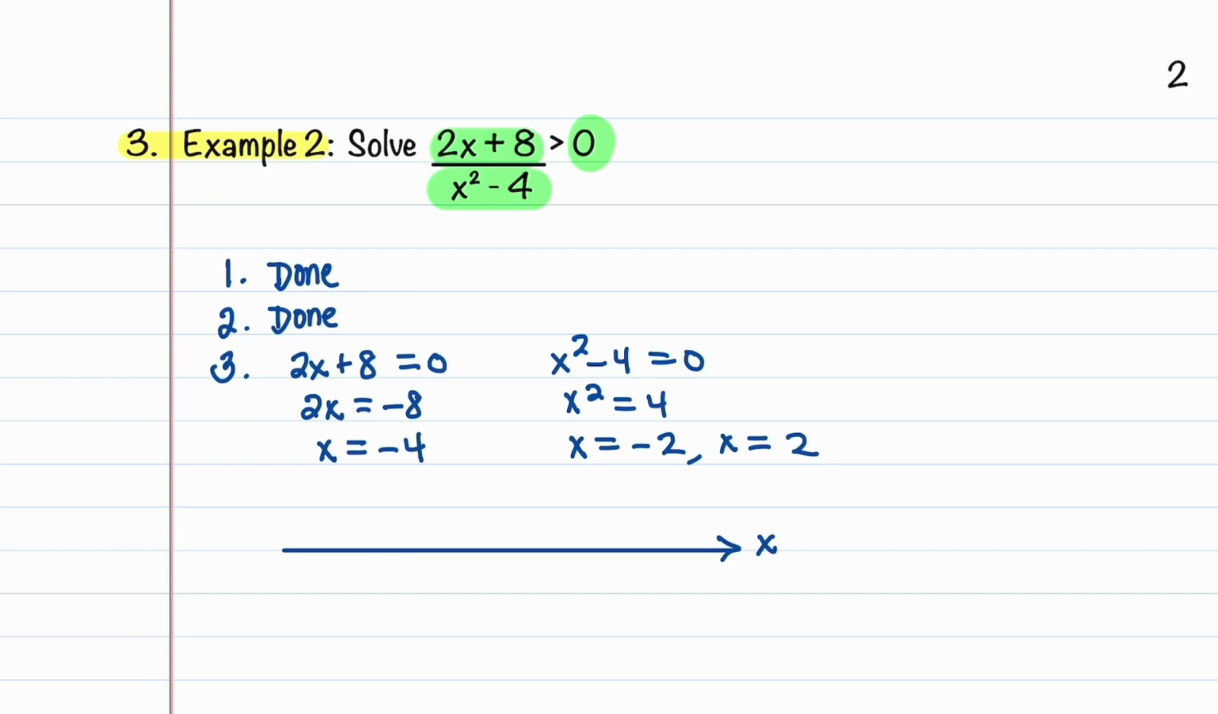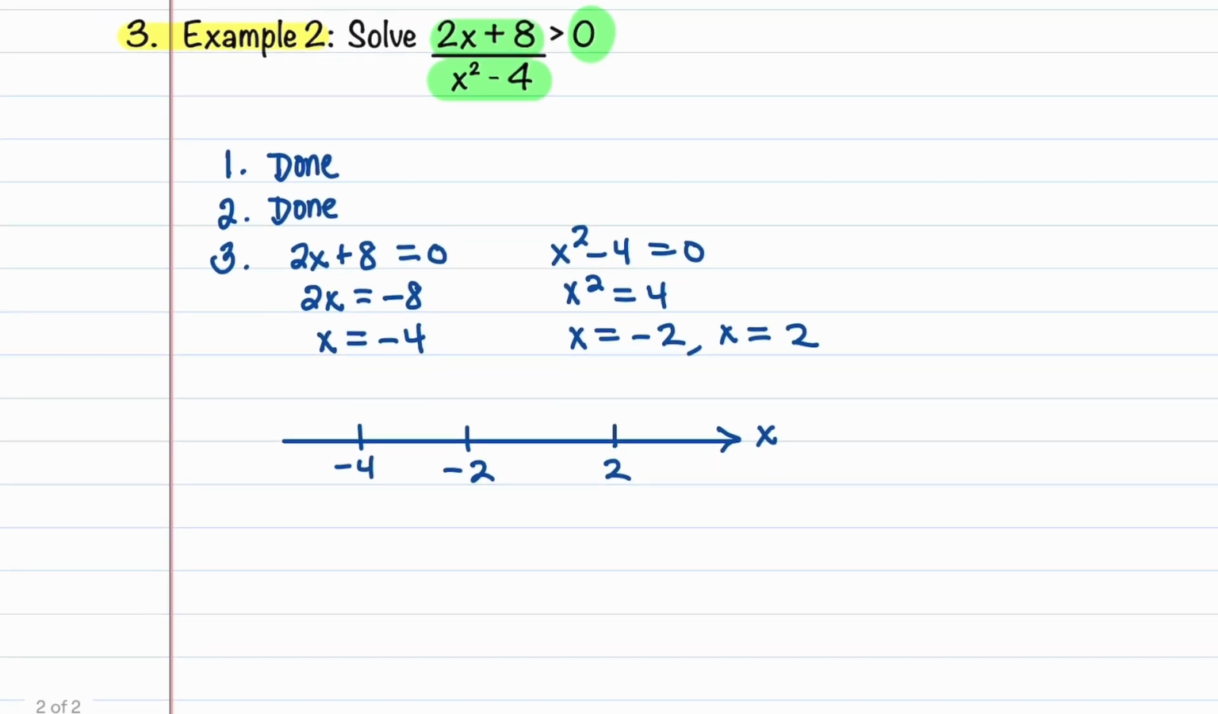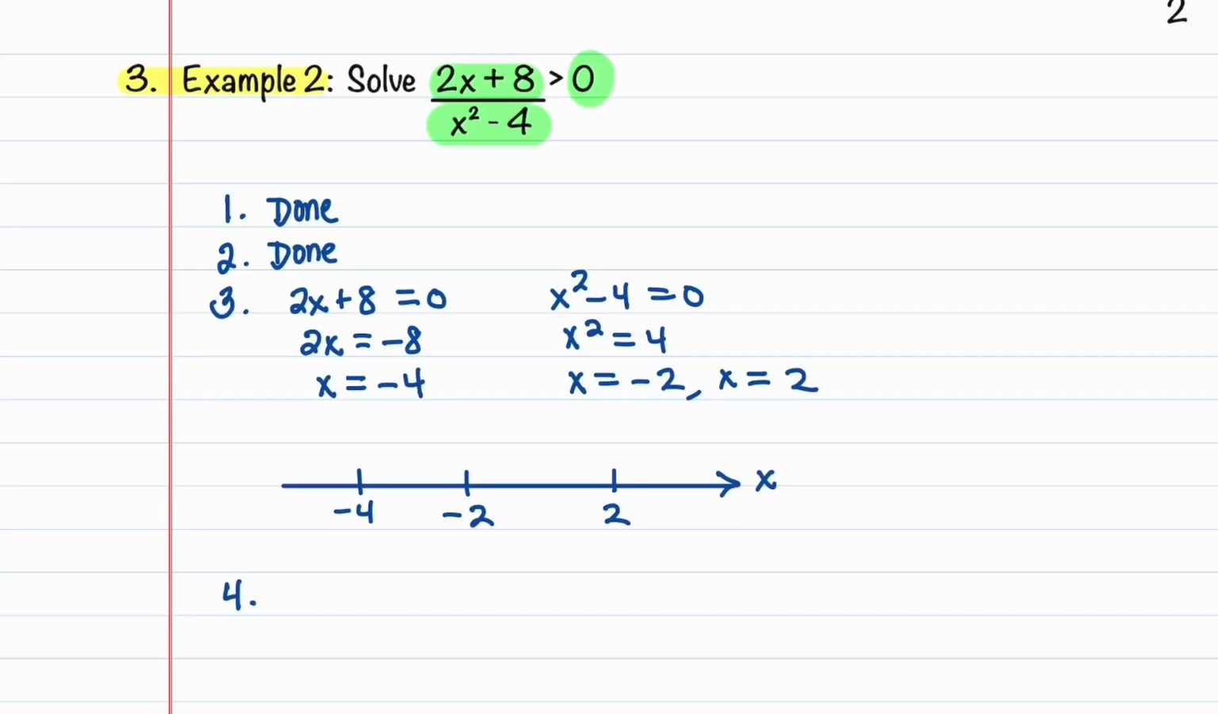And we're going to put our points on it. We have a -4, we have a -2, and then we have 2. Our fourth step says that we are going to test each interval, those are the regions between our critical points, to see if our inequality holds.